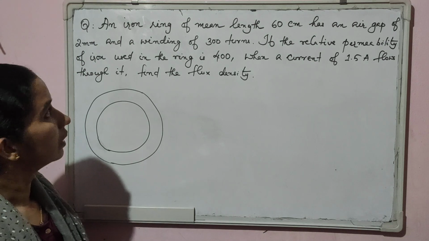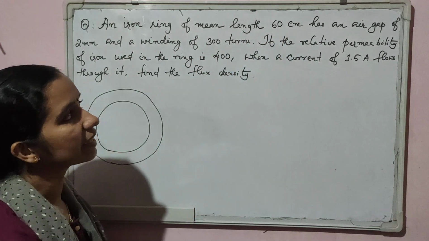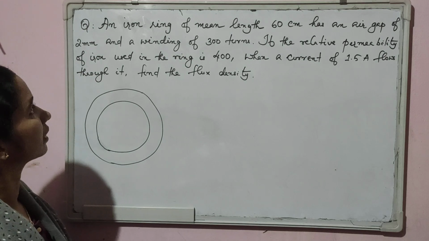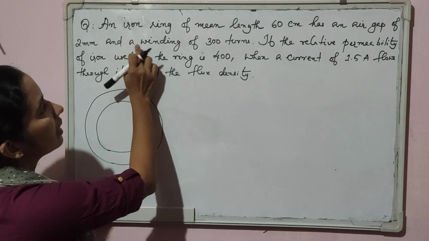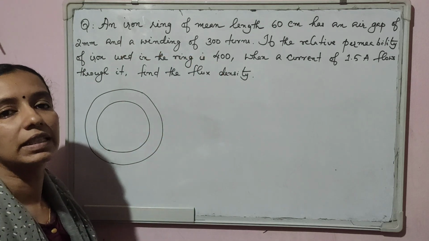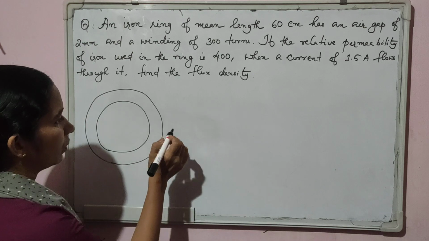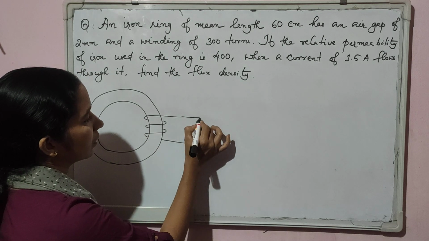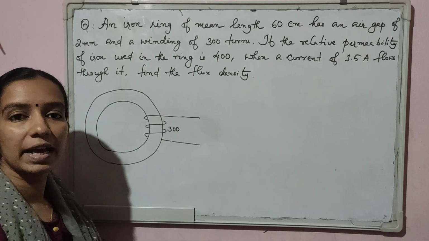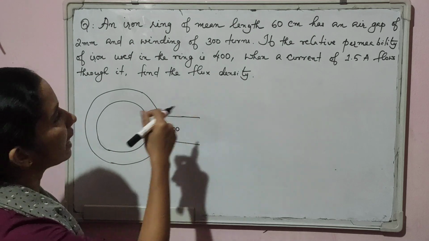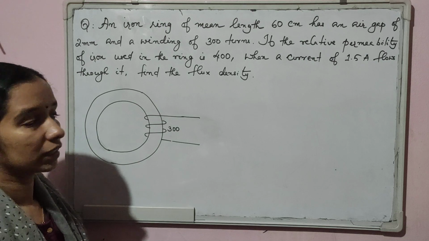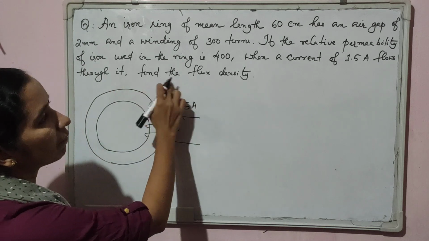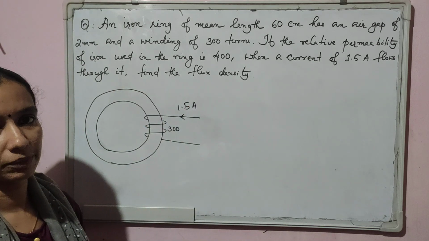So an iron ring of mean length 60 centimeters. We have considered an iron ring having a mean length of 60 centimeters and a winding of 300 turns. So a winding of 300 turns is wound over this iron ring, and the relative permeability of iron is given as 400. When a current of 1.5 ampere is flowing through the coil, we have to calculate the flux density in this coil.